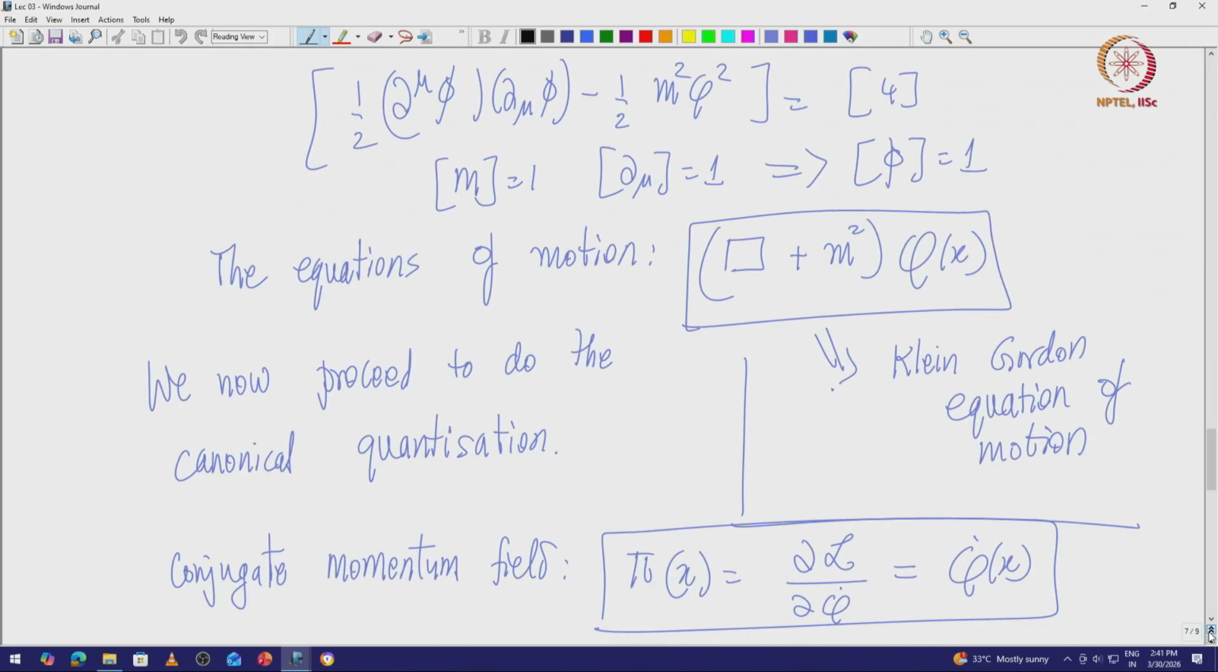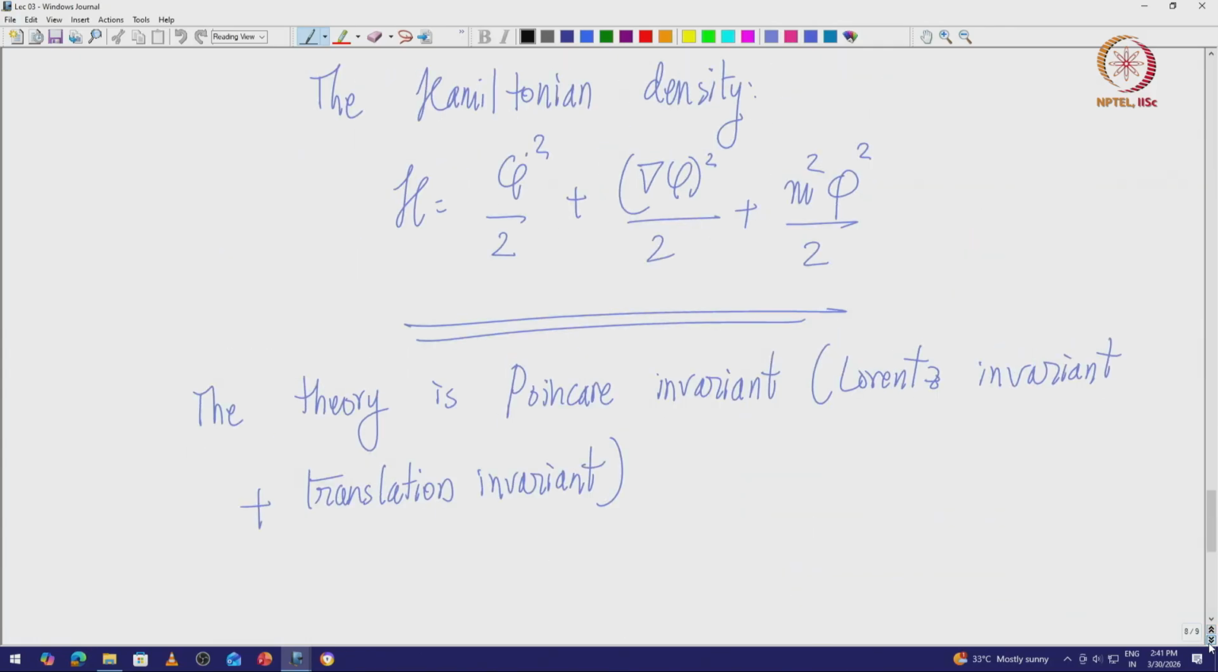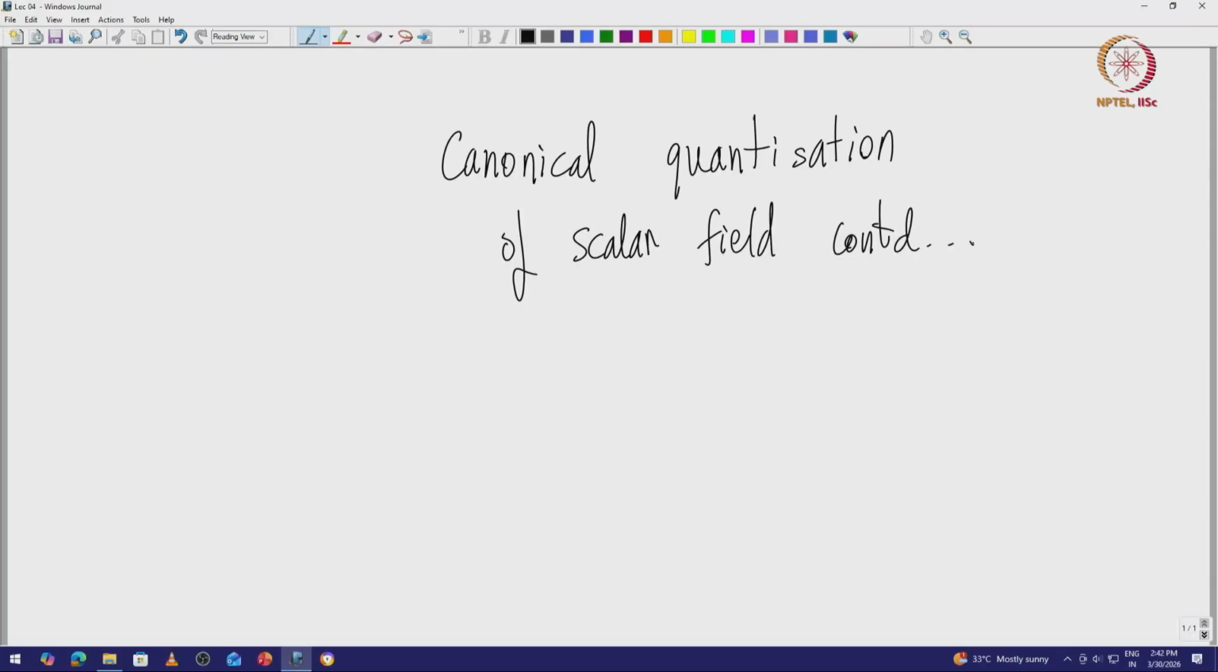Along the way, we also looked at how to write the total Hamiltonian, and the mass dimensions of the field in natural units where h-bar and c are equal to 1. Today we will continue with the consequences of this canonical quantization on the fields, and try to arrive at a particle interpretation. This is the canonical quantization of the scalar field, continued in today's lecture.